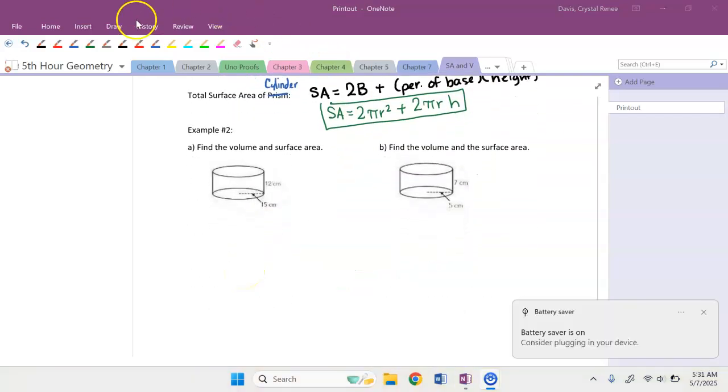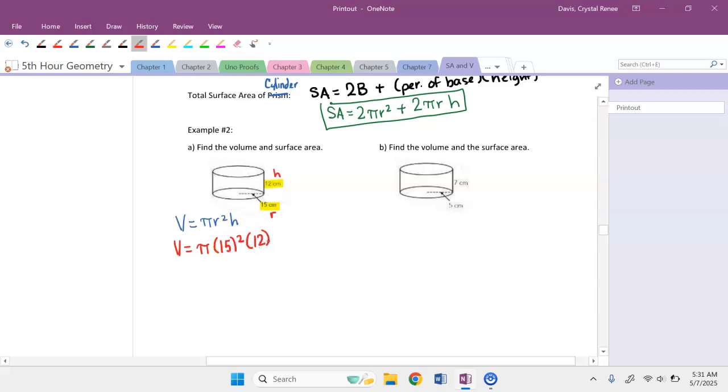Okay, let's look at an example. We have this cylinder right here. The volume of the cylinder is going to be pi r squared times h. Here's my radius, here's my height. So I can find the volume of this as pi times 15 squared times 12. If I put that into my calculator, I get about 8482.3 centimeters cubed.